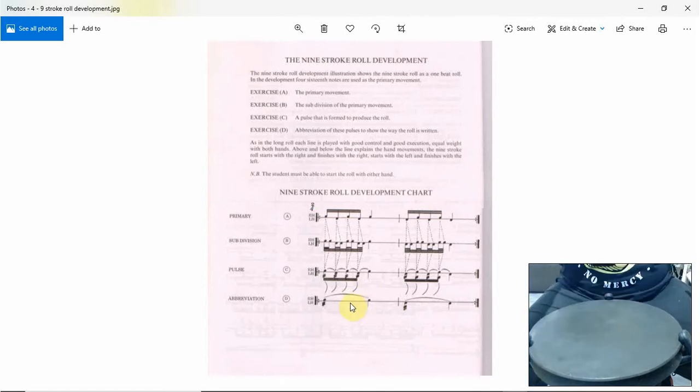So that's a right hand nine, and that's a left hand nine.